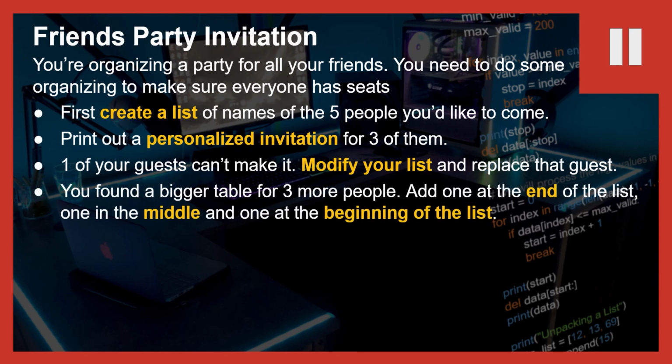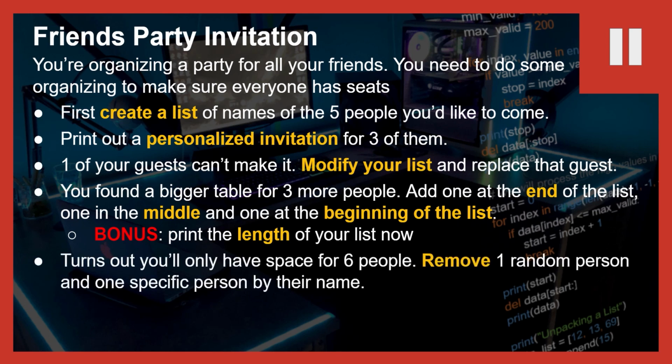You found a bigger table for 3 more people. Add 1 at the end of the list, 1 in the middle, and 1 in the beginning of the list. And a bonus in here, you need to print out the length of your list. We haven't seen this yet, so this is something that you'll have to go and research.